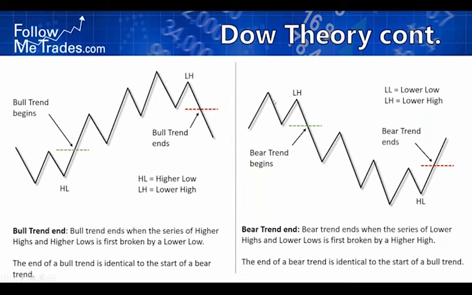For a bear trend, again, there are 3 data points to prove that it begins: a low, a lower high, and a new low. When you get that third data point, there's a pretty good chance the trend has begun. The trend continues with lower lows, lower highs, lower lows, lower highs, until it ends.